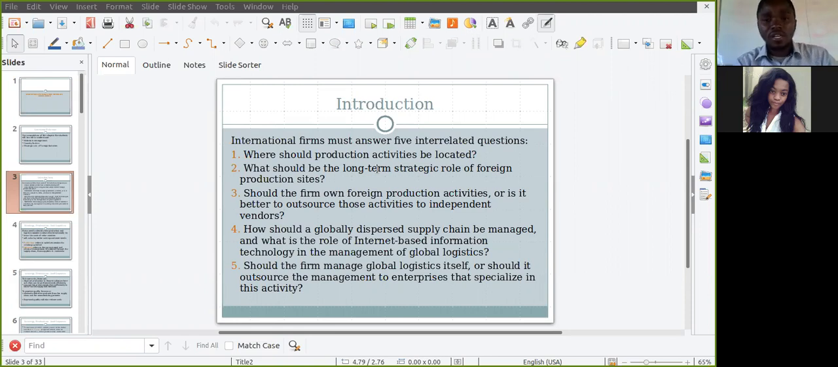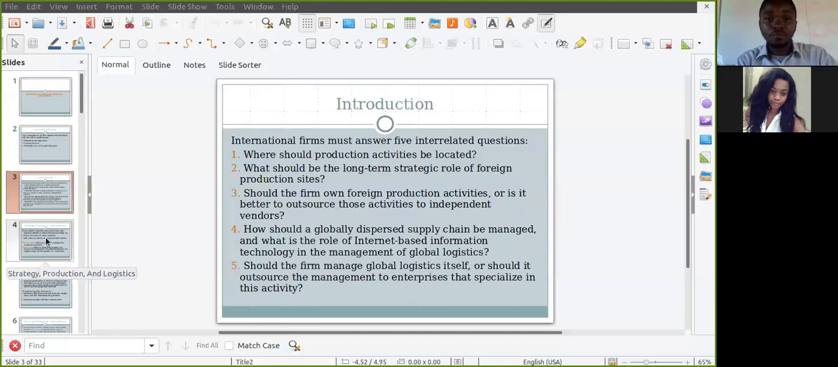Four, how should a globally dispersed supply chain be managed? And what is the role of internet-based information technology in the management of global logistics? Five, should the firm manage global logistics itself, or should it outsource the management to enterprises that specialize in this activity, or should it look at external sources that specialize in this activity?